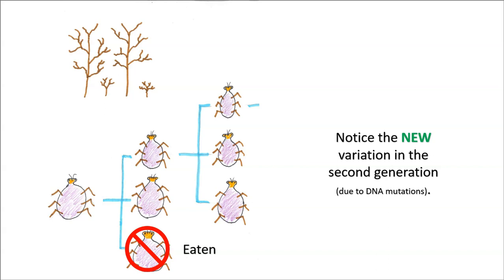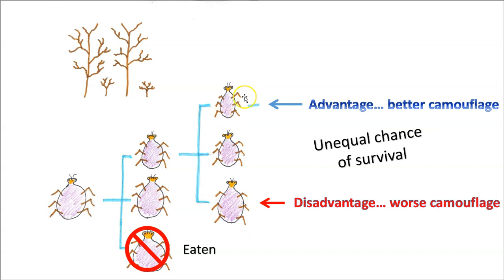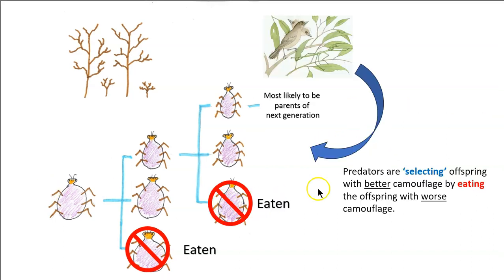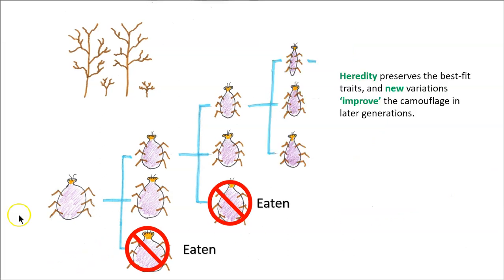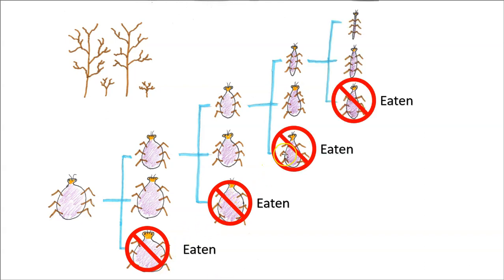Notice the new variation in the second generation due to DNA mutations. Again, we have an advantage to the thinnest bodied individuals. They have better camouflage, and a disadvantage to the thickest ones in that generation. So we have an unequal chance of survival. And again, we have predators selecting offspring with better camouflage by eating the offspring with worse camouflage. And again, heredity preserves the best fit traits, and the new variations improve the camouflage in later generations. So every generation, there are individuals that perish, leaving others to carry on the species.